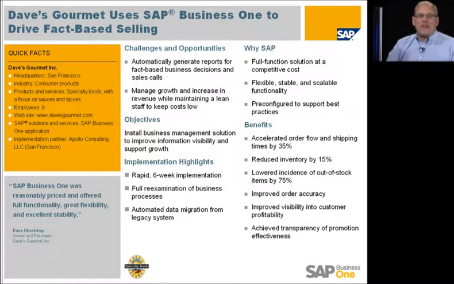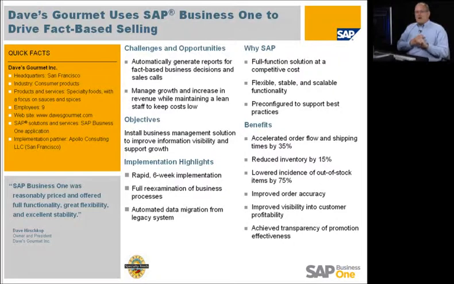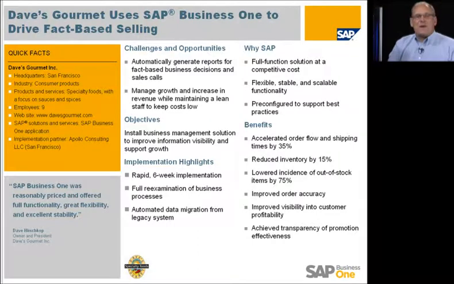And some of the benefits that they've had, if we're talking specifics, and I'm going to read these a little bit just to make sure I get this right, because these are some core numbers that I want to make sure I get absolutely spot on. They accelerated their order flow and shipping times by 35%, reduced their inventory by 15%. They lowered their incidence of out of stocks by 75%. What do those numbers translate to? Those numbers translate to higher sales and better profitability. So enough from me about Dave's Gourmet. Let me throw to the video and you can hear directly from Dave Hirschkopf and his team.